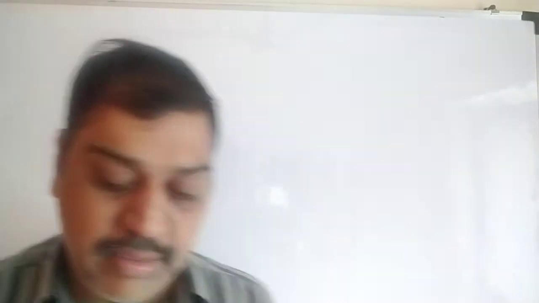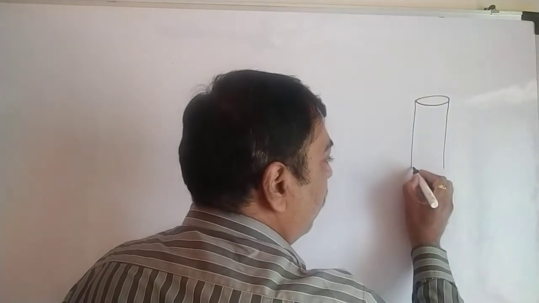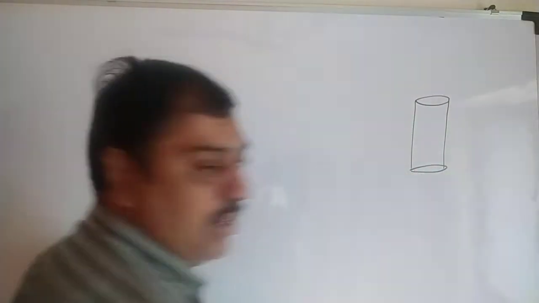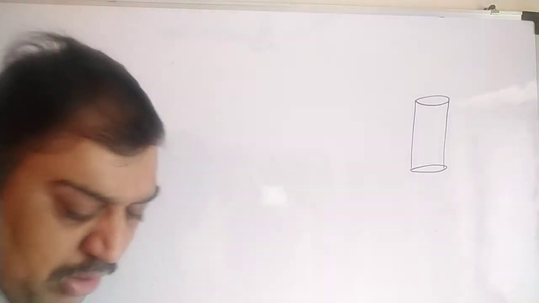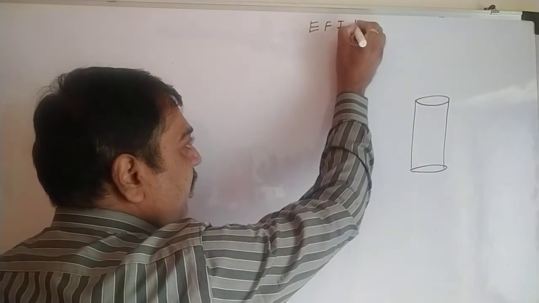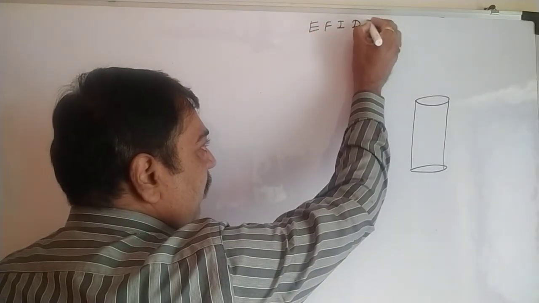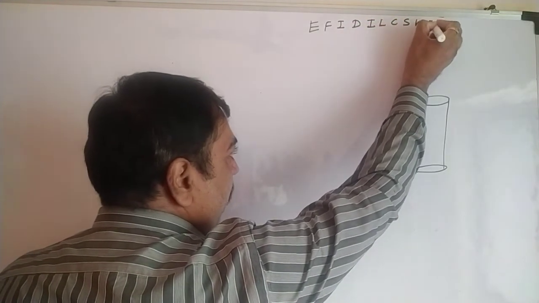Similarly, we can apply the same Gauss law to a cylinder or the length of a wire. An infinitely long wire or cylinder, in that case we can apply it also. So let us consider this as a cylinder. What should be the application? Electric field intensity due to an infinitely long straight charged wire or cylinder.